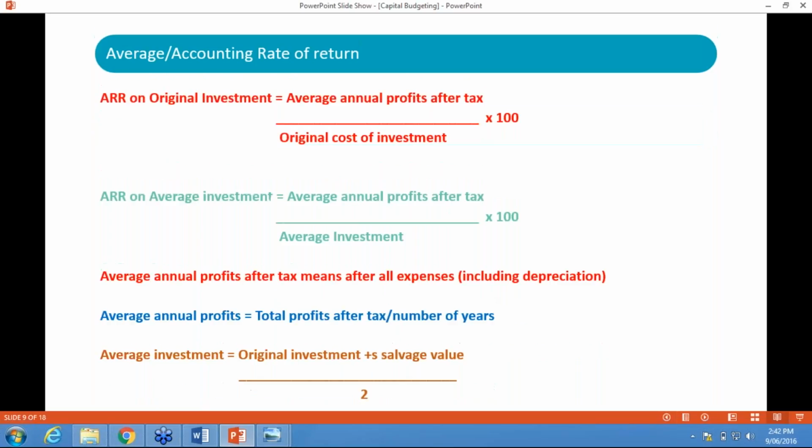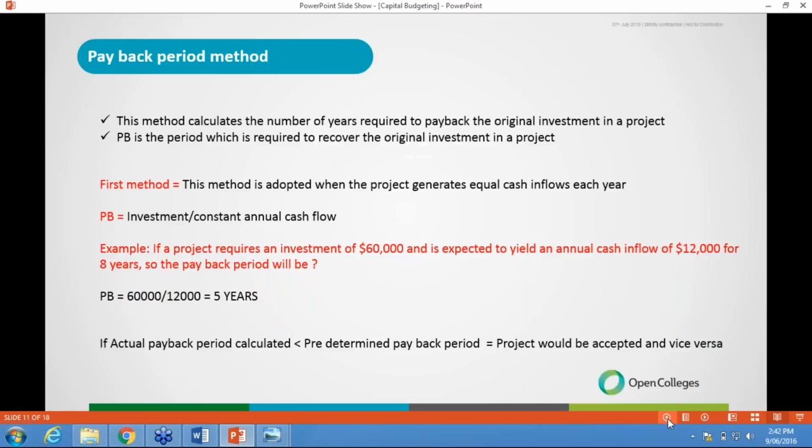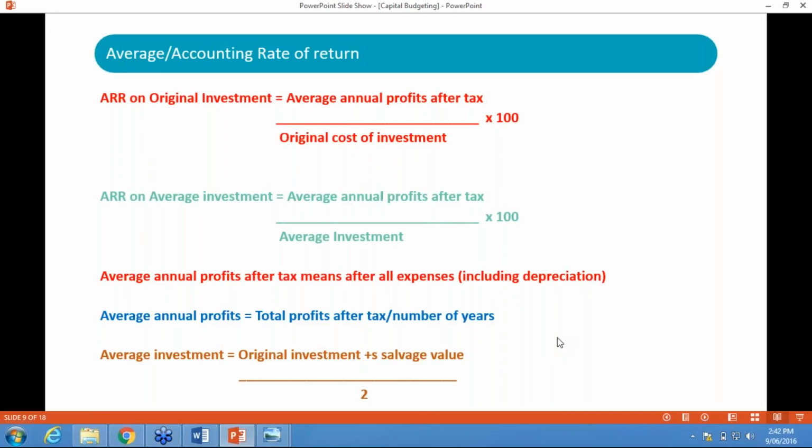So, average profits: we find average profits as total profit after tax divided by number of years, and you have to divide this by average investment. And average investment means original investment plus salvage value divided by 2.